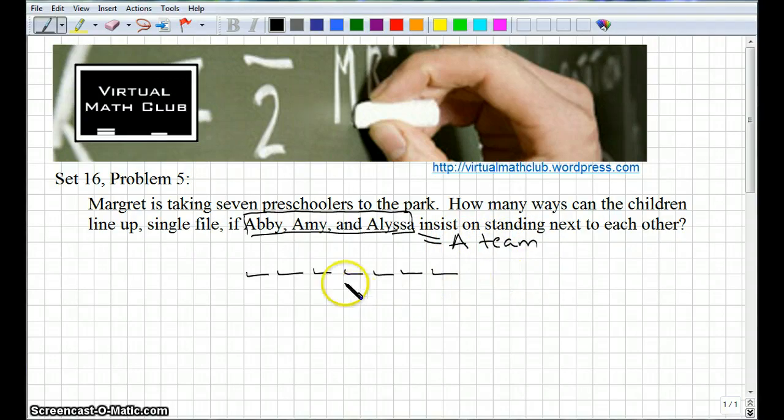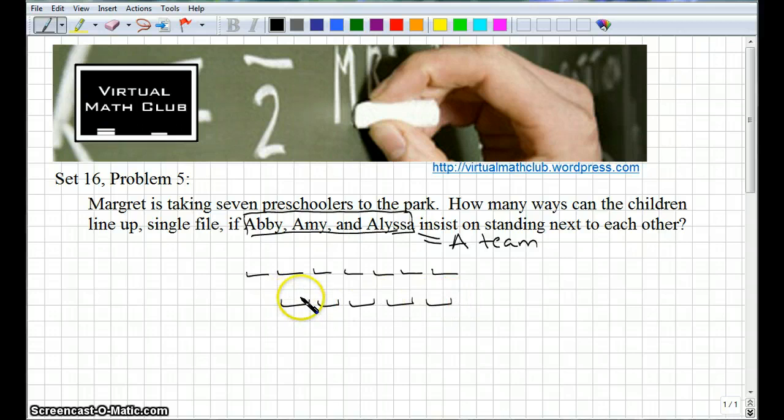So instead of having 7 places in line, we would have 7 minus 3, 4, plus 1 more place for the A team, right? So let's redraw them. So essentially we have 5 places in line, but they're going to be filled by one of the 4 preschoolers who aren't in the A team, and then the A team, okay? So we could think about arranging them that way.